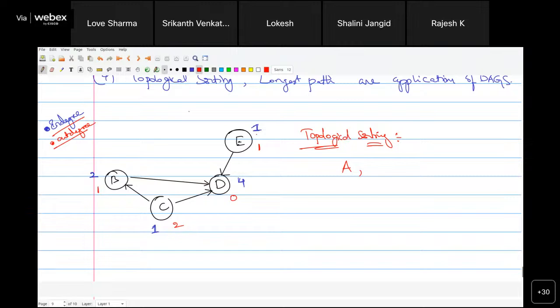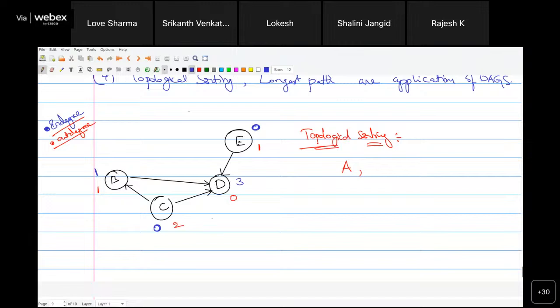In degree of E will change to 0. And in degree of B will change to 1. In degree of C will change to 0. And in degree of D will change to 3. So observe, what you have to do is pick the vertex which has in degree 0 and add it to the topological sort, and you remove that vertex and the corresponding edges from the graph, and look at the resulting graph.